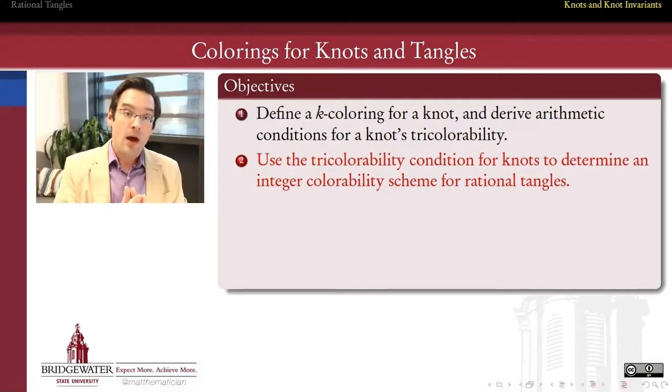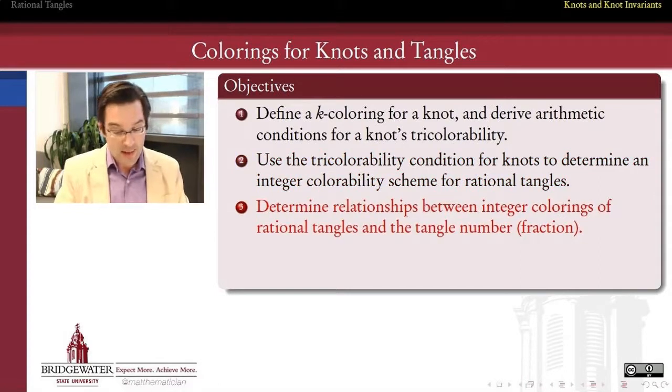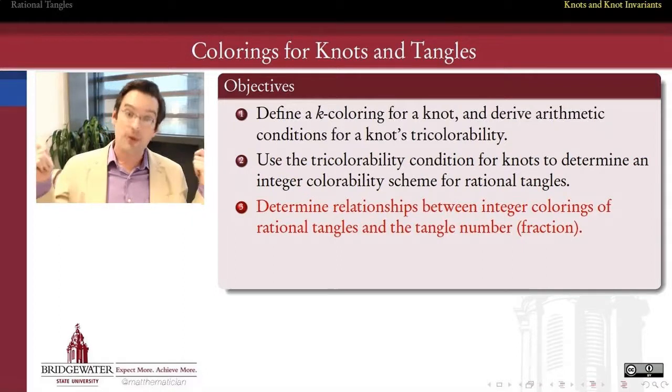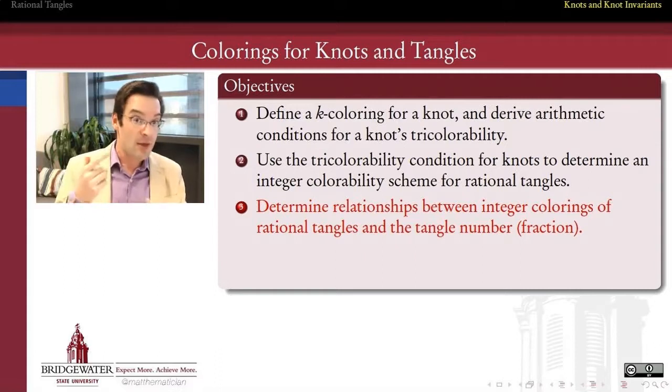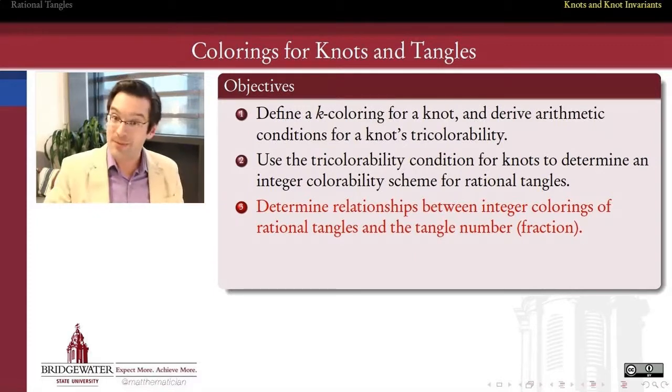Once we get that, we also want to use the tricolorability condition for knots. So if we know what it means to 3-color a knot, we want to expand that out a little bit to come up with a scheme by which we can color rational tangles using integers. And then, just to hook us back into what we know about rational tangles, we'll see what integer colorations of rational tangles have to do with the one complete invariant that we know so far in the course, the fraction, the tangle number of a rational tangle. There's a really beautiful relationship between the fraction of a rational tangle and colorations of that rational tangle. This is going to be a really super elegant way, by the way, to compute the fraction of a rational tangle.